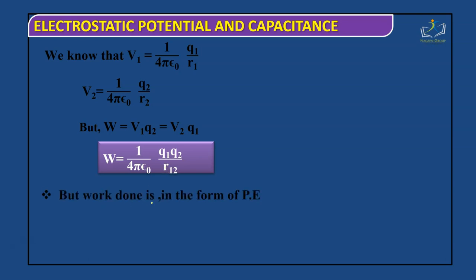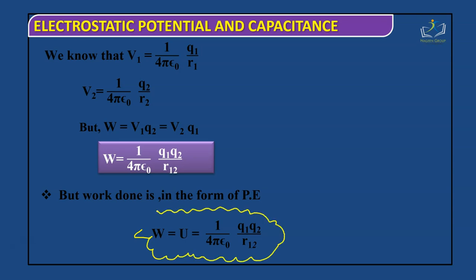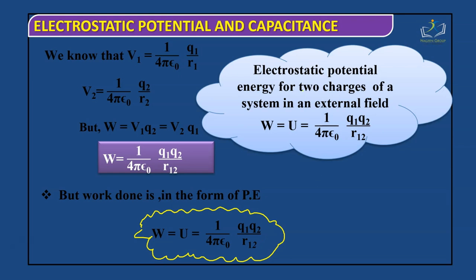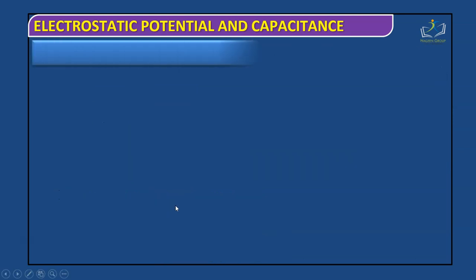But work is done in the form of potential energy. That's why we can say the work done is equal to the capital U, which is the potential energy, equal to 1 by 4 pi epsilon naught Q1 Q2 by R12. So the electrostatic potential energy for two charges of a system in an external field, W equals U, is equal to 1 by 4 pi epsilon naught Q1 Q2 divided by R12.